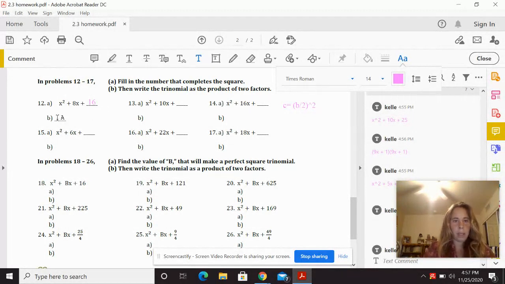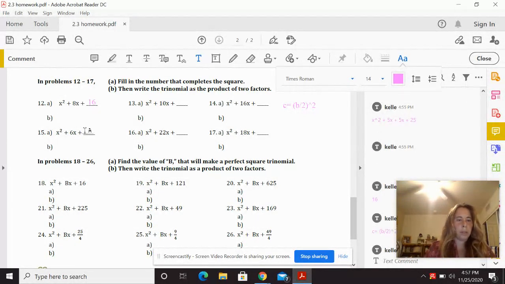Okay, and then write the trinomial as the two factors. So then they just want you to write x plus b divided by 2, which is 4, and then quantity squared. x plus 4 squared. All right, let's do one more.